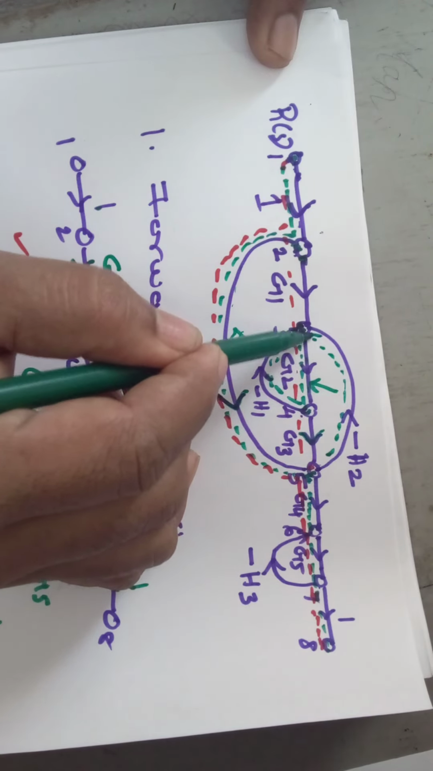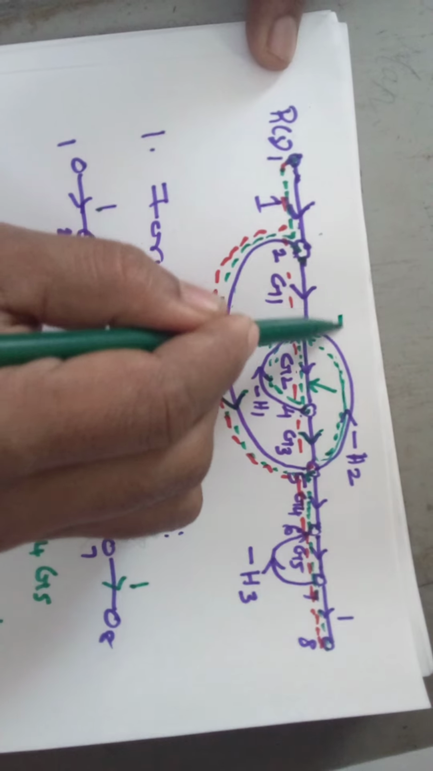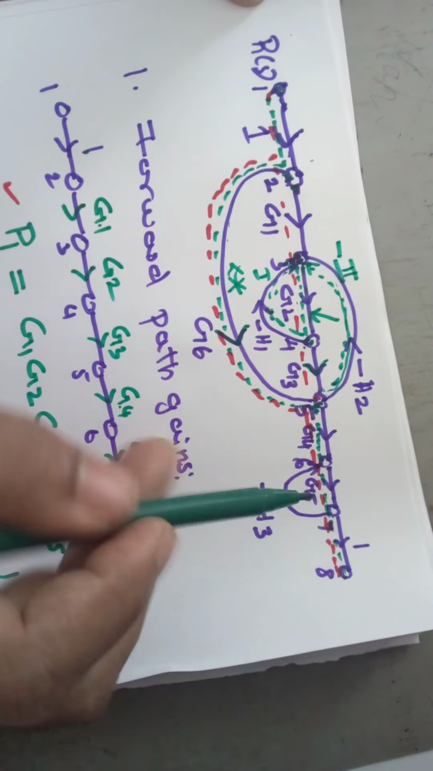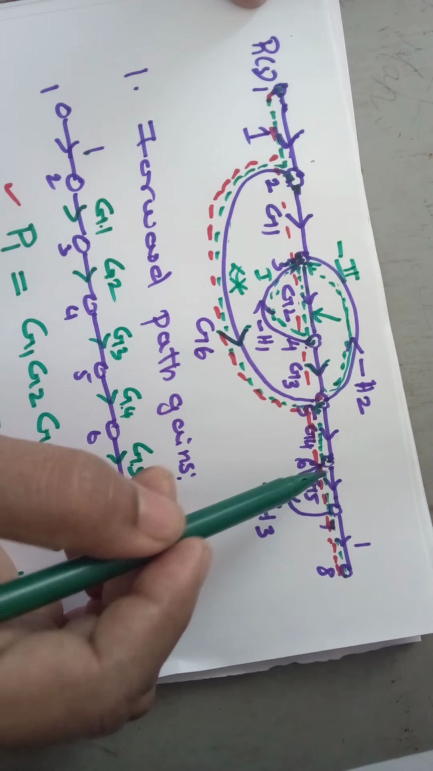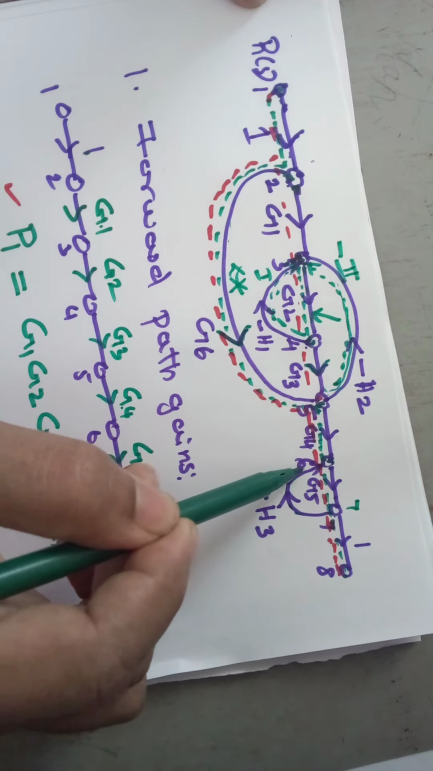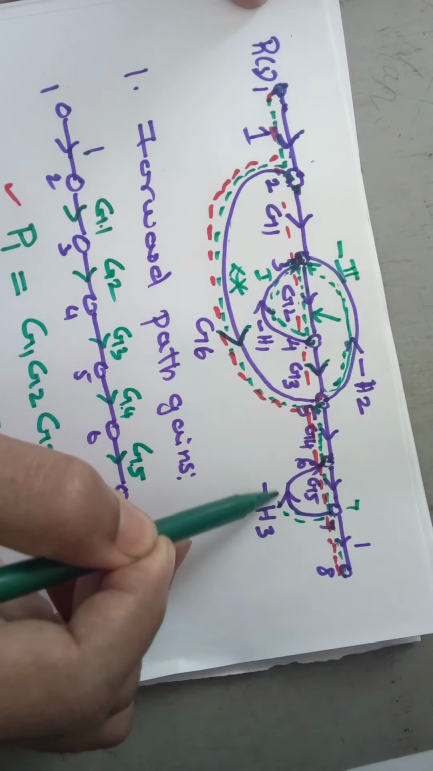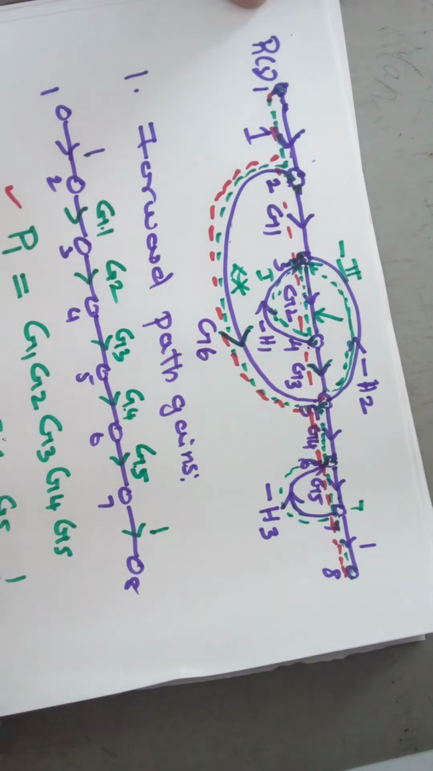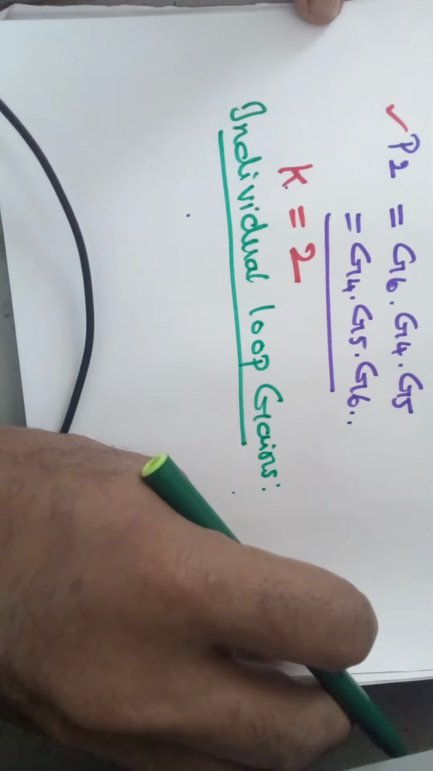Come back to the original node number 3. Therefore this is another loop. This is loop number 2. See here, another loop is here. Here the signal starts at node number 6, it reaches node number 7, and it can take this path once again to reach node number 6. So this is also another loop. So there are totally 3 individual loops.